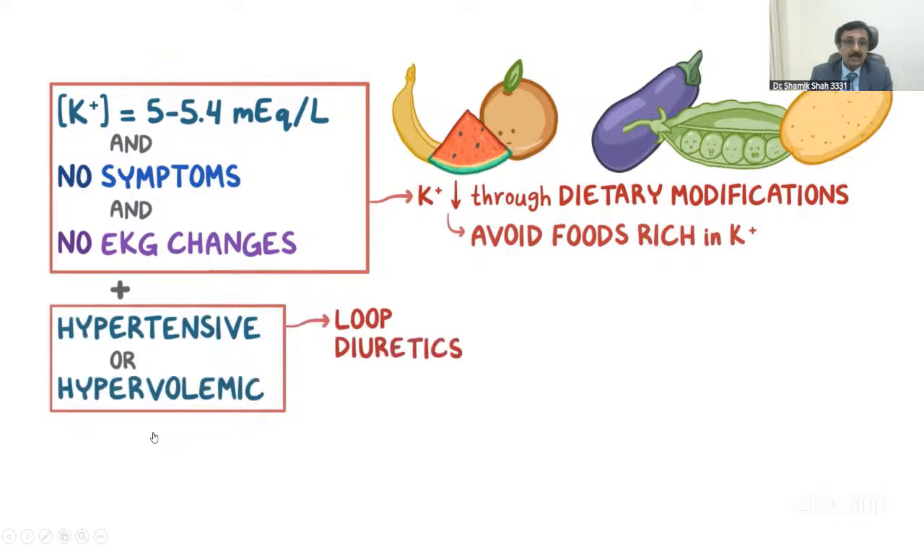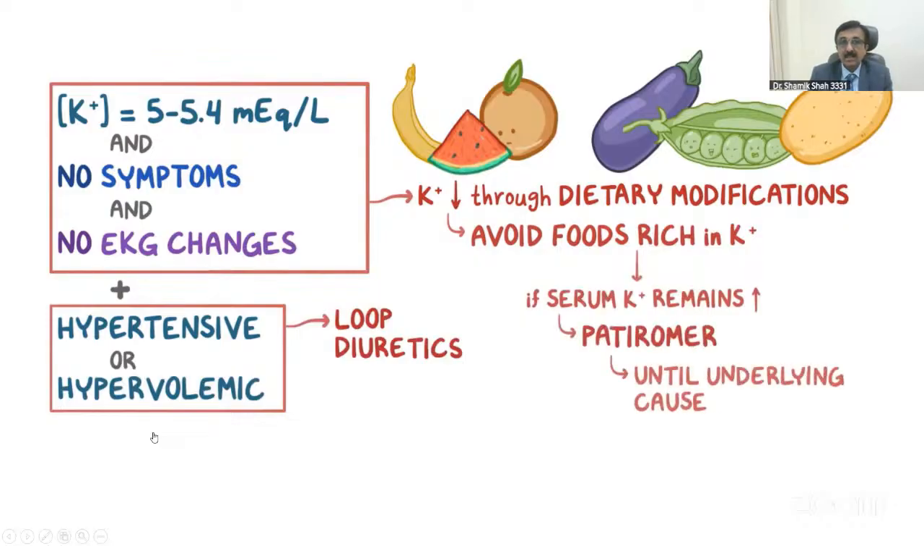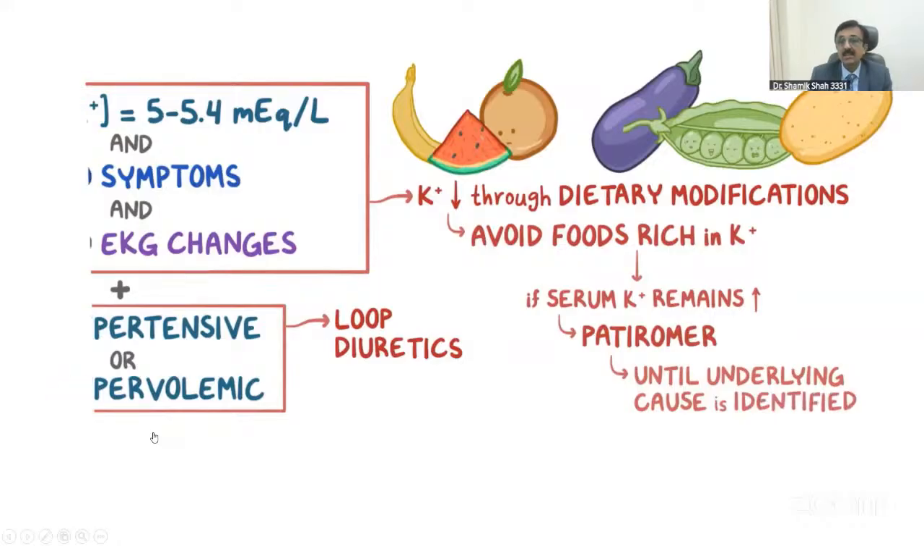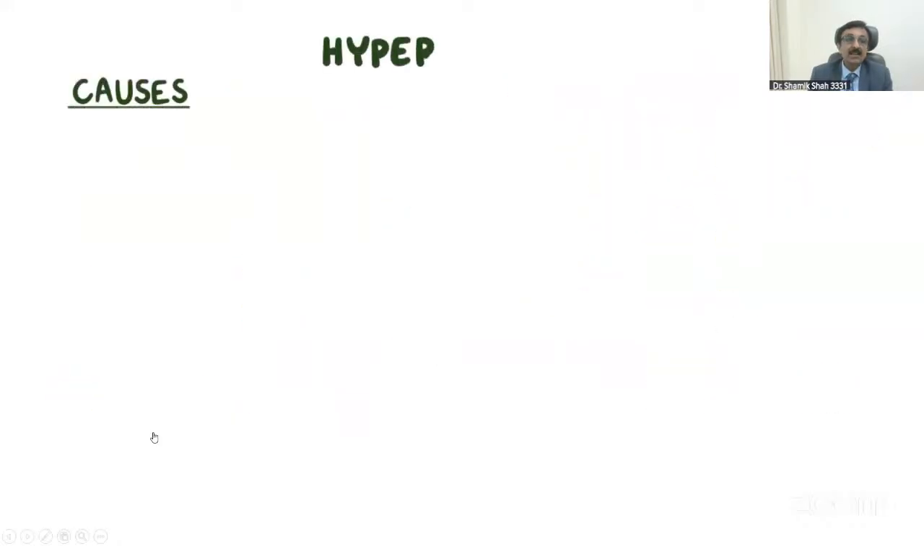If the same patient is hypertensive or hypervolemic, then in addition to this, we can give loop diuretics. If potassium still remains high, then we can use the gastric cation exchange resin until an underlying cause is identified.